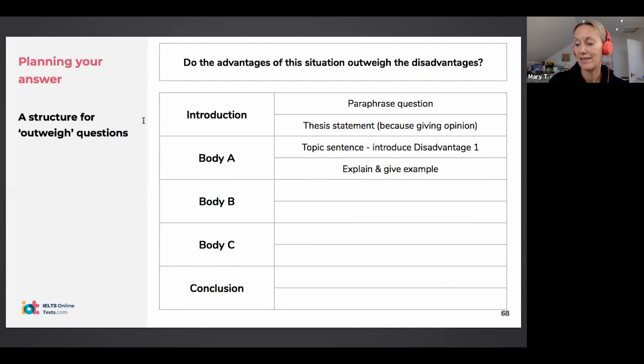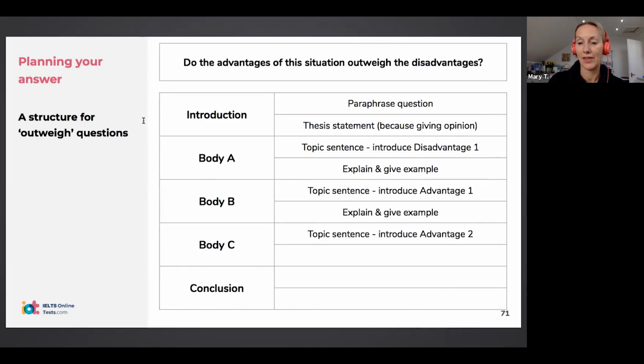Topic sentence, yes, and first advantage. So, introduce advantage 1, and then explain and give an example. Body C. Yeah, the same. Topic sentence, so you introduce advantage 2, explain and give an example. And then the conclusion.